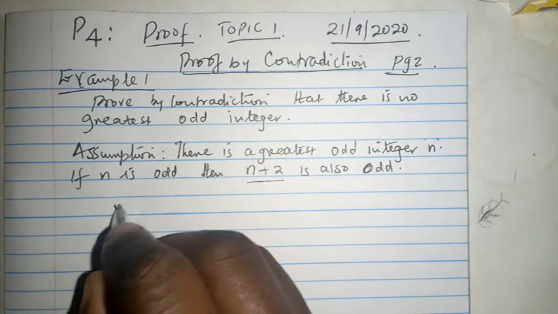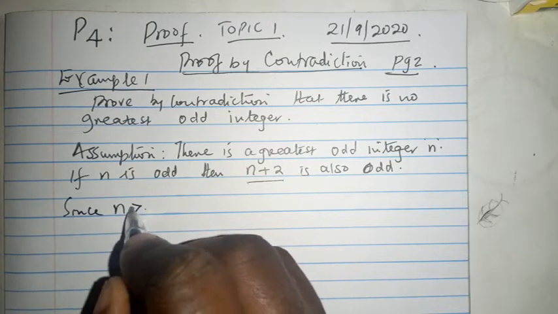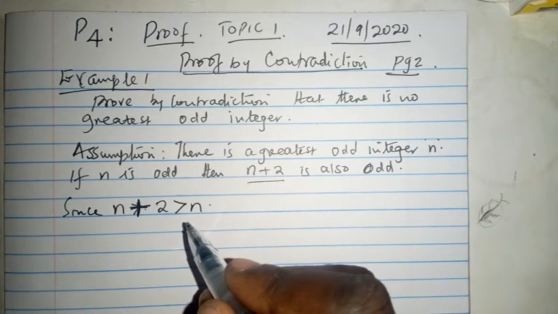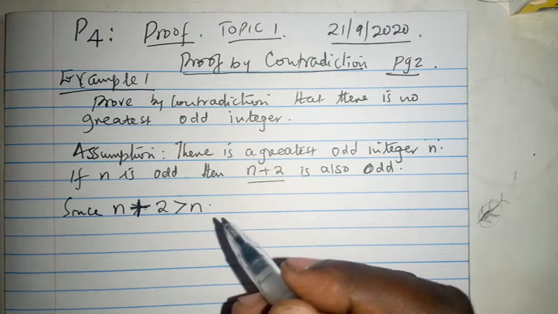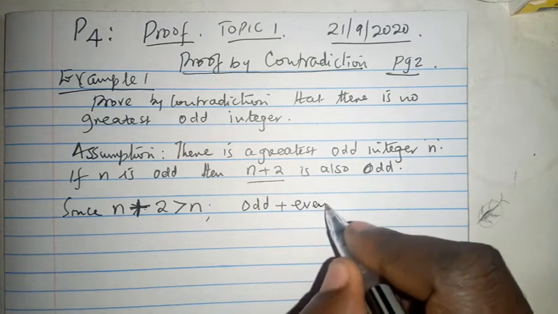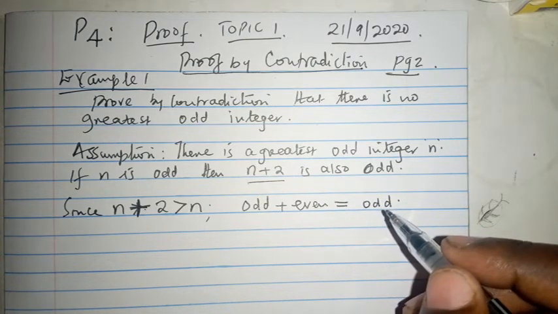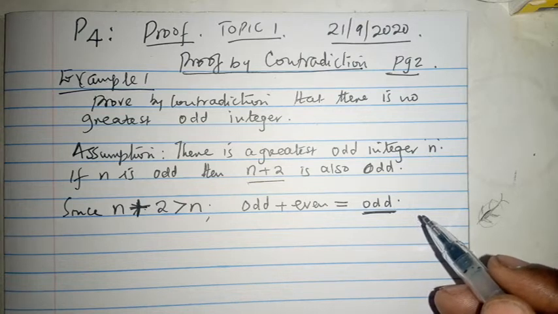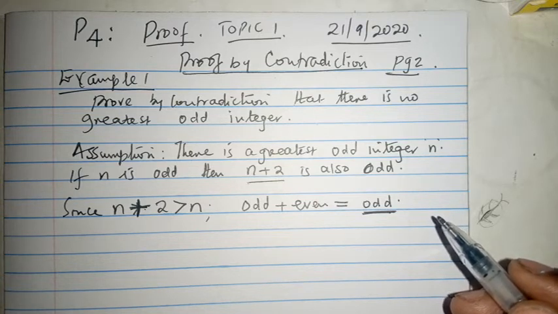Since n plus 2 is greater than n, and both of them are odd numbers, it goes without saying that odd plus even is odd. Two is an even number, and odd plus even equals odd. As long as we keep adding an even number to an odd number, we shall continue to get odd numbers. So there is no end to the odd numbers that we can have. This proves that there exists an odd integer greater than n.